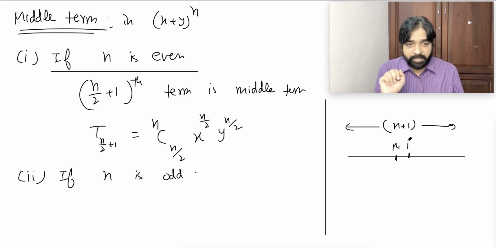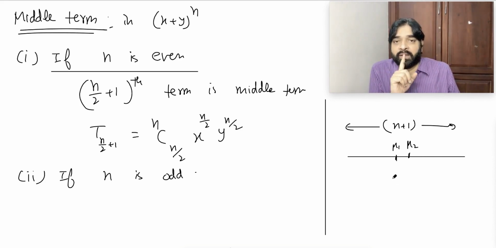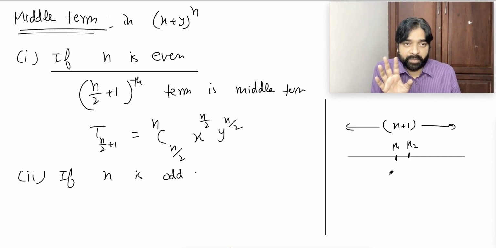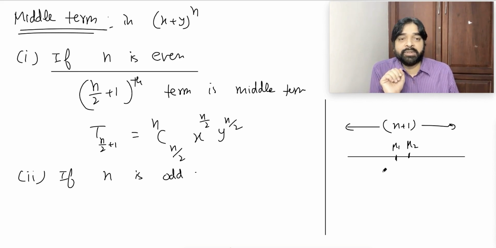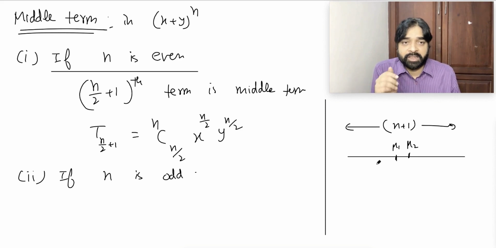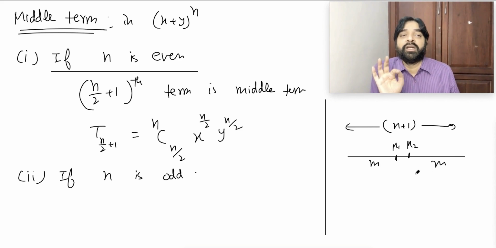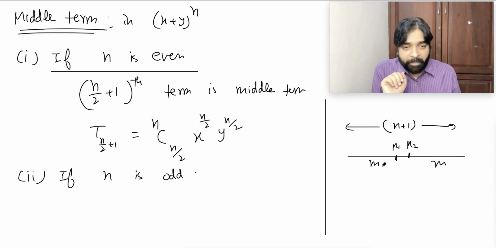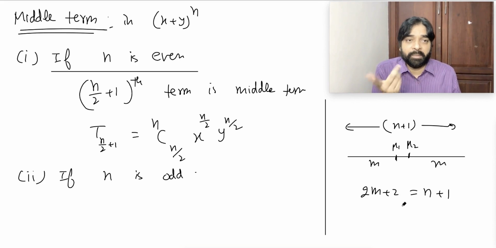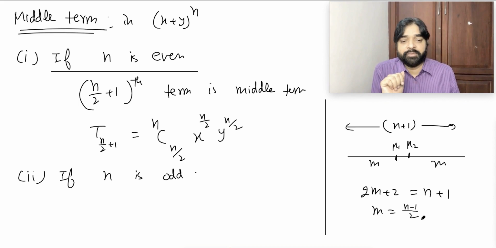First middle term, second middle term. Yes or no? Before this, how many terms, and after this, will the number of terms be the same or not? Suppose before this, m number of terms are there. After this, also m number of terms will be there. So the total number of terms becomes m plus 1 plus 1 plus m, which means 2m plus 2. 2m plus 2 must be equal to what? n plus 1, because the number of terms is always n plus 1. So m equals how much? n minus 1 by 2.